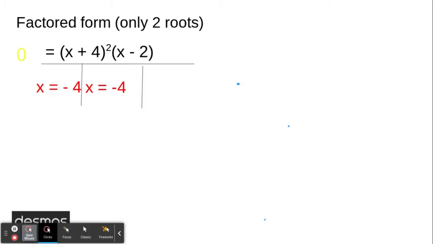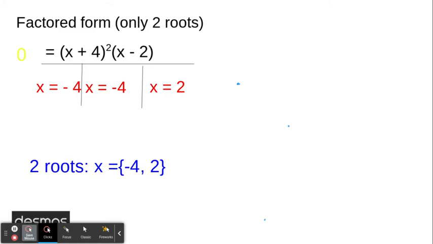If x plus 4 equals 0, x equals negative 4. And x equals negative 4 twice. So we have two equal roots. But we have a third root of x equals 2 that is not equal to those. So my roots, there's only two. X equals negative 4 and 2.